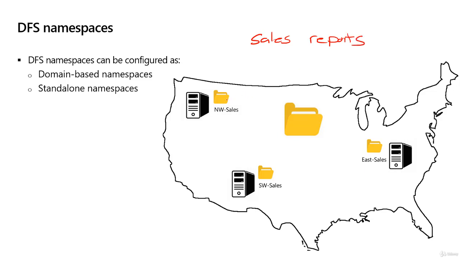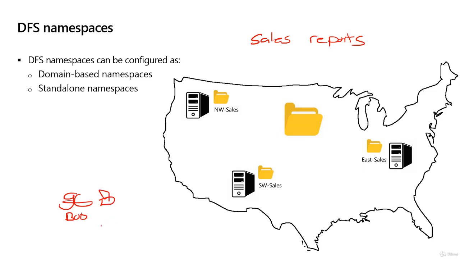but we have offices in different regions. So I have my Northwest sales, that's on a server out here in Seattle. I have this Southwest sales in Phoenix, and I have this East sales share on a server in New York. The problem, I have a user, Bob.